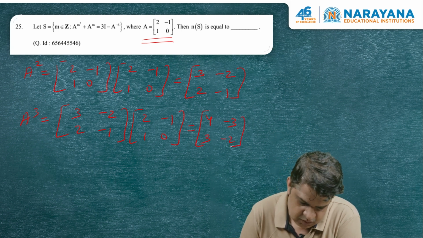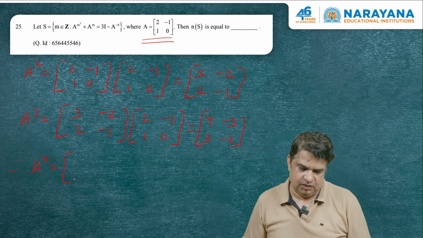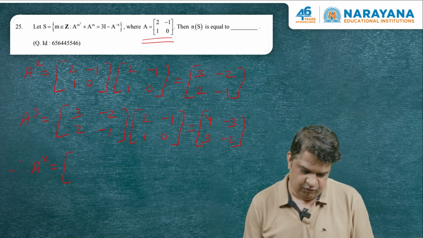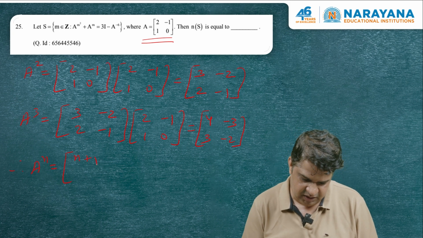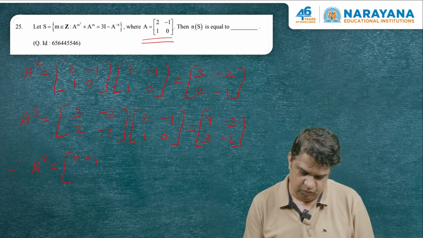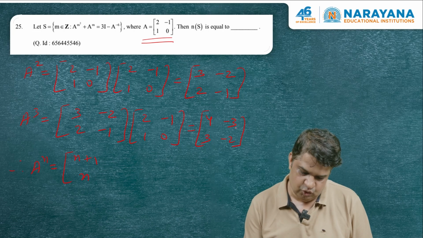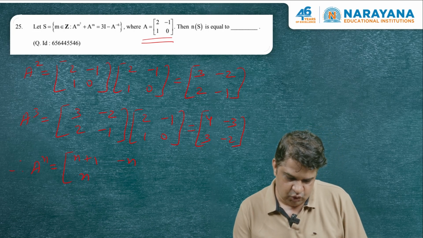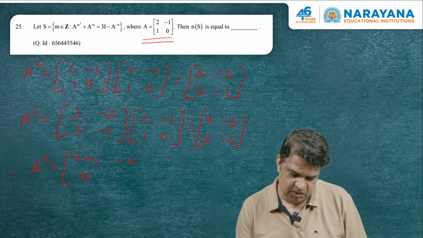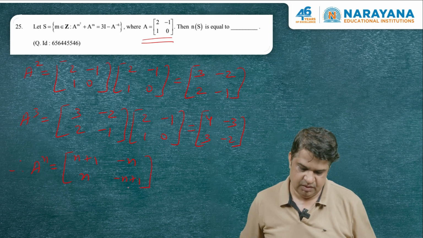So, basically what is happening, for any power n of A, what we are getting, for power 2 it is 3, for power 3 it is 4. So, here we are getting n plus 1, for power 2 it is 2, for power 3 it is 3, here we are getting n, for power 2 it is minus 2, for power 3 minus 3, here we are getting minus n, for power 2 minus 2 plus 1, for power 3 minus 3 plus 1, so minus n plus 1.